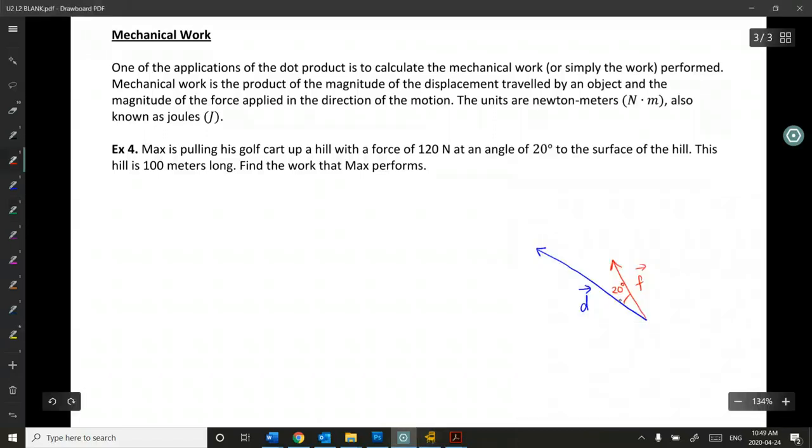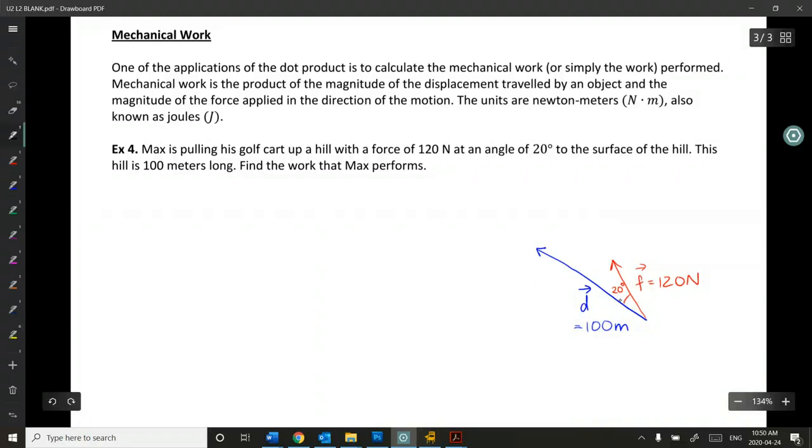All right, so I've taken a second just to draw a really basic diagram here. We have a certain displacement and a force. The force is at an angle of 20 degrees to the hill, so I've tried to angle it as if we're traveling up a hill here. And we know that the force is 120 newtons, so we can fill that out in our diagram here. And we know that the displacement is 100 meters. And that's why when we do the dot product of these two things, we get Newton meters, because they're in different units of measurement.